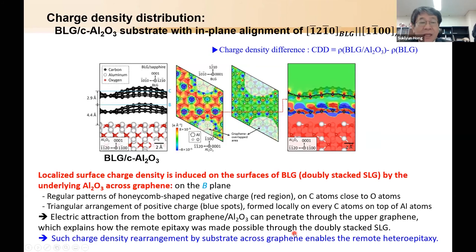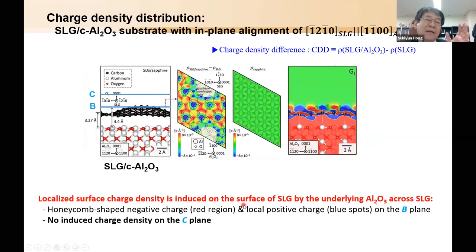possible. For comparison, we studied the charge density distribution for the single layer graphene case. Here, it's almost the same as the previous viewgraph, except for the C plane. There is no upper graphene here. And now on the C plane, there is no induced charge density because there is no graphene here.